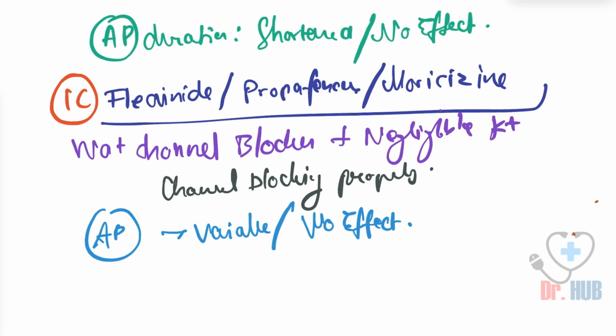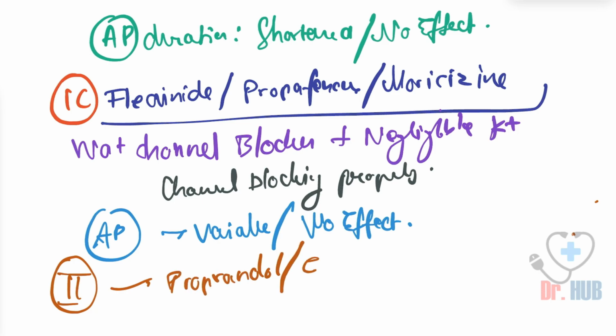Then we move on to class 2. What is class 2? It includes propranolol as well as esmolol. As we know, they are nothing but the beta blockers.